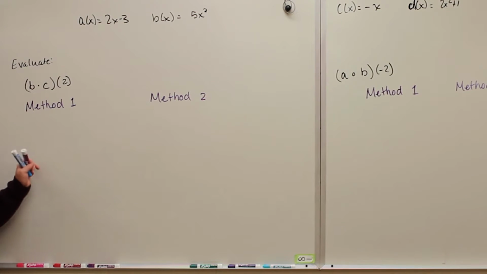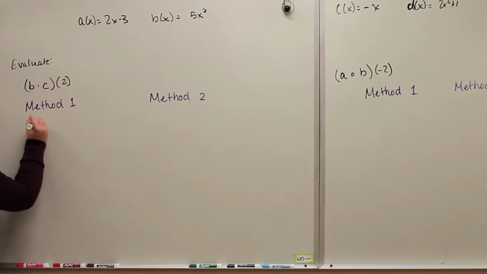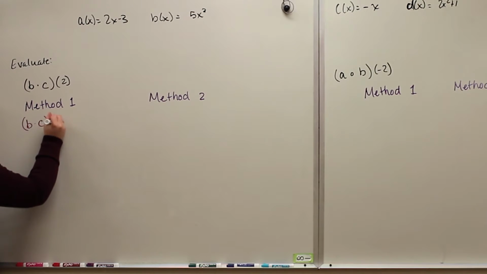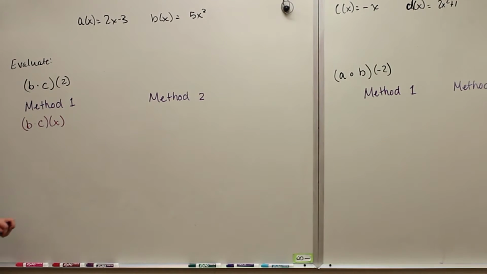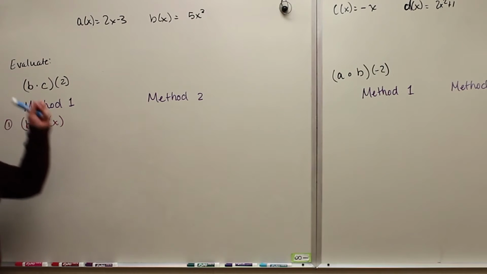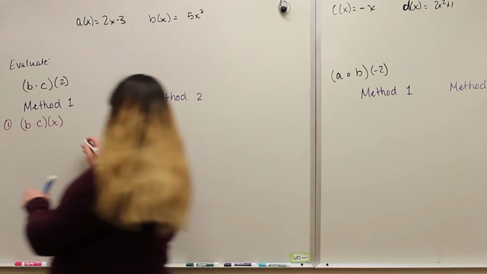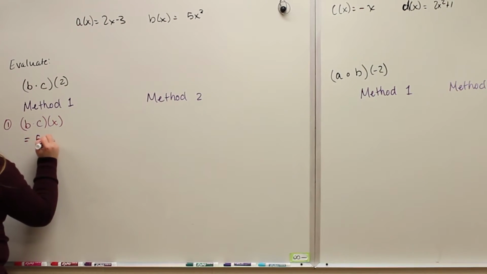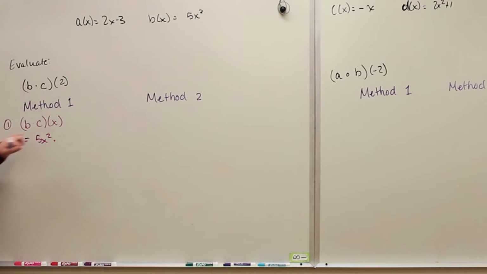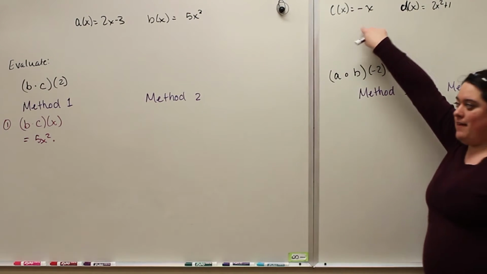So method number 1, we're going to first start by finding b times c of x. Okay, so this is step 1. We're going to find b times c of x first. Well, I need to know what my b of x is, and I need to know what my c of x is. So let's come to our list here. b of x is 5x squared. Okay, now let's find my c of x function. My c of x function is a negative x.